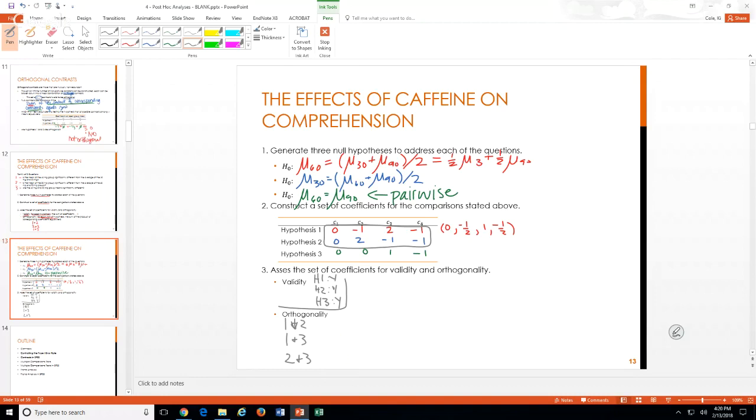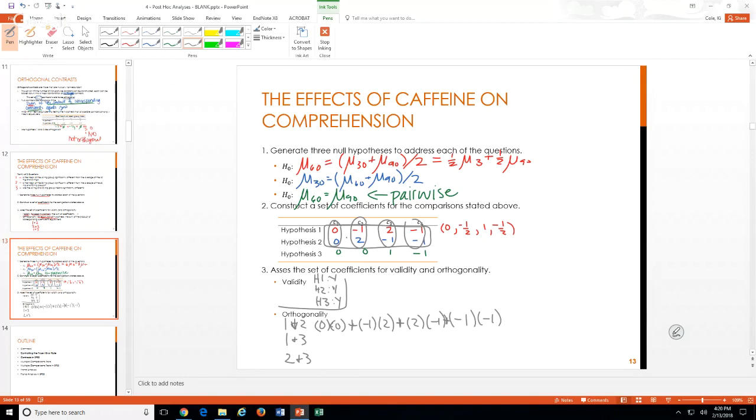Okay? So I'll look at the coefficients on mu 0. That's going to be 0 times 0. And then on the second one, I see -1 times 2. And then 2 times -1, and then -1 times -1. You see where I got those numbers that I multiplied? So I'm looking at the pairs of coefficients, multiplying those, and then adding those products together.